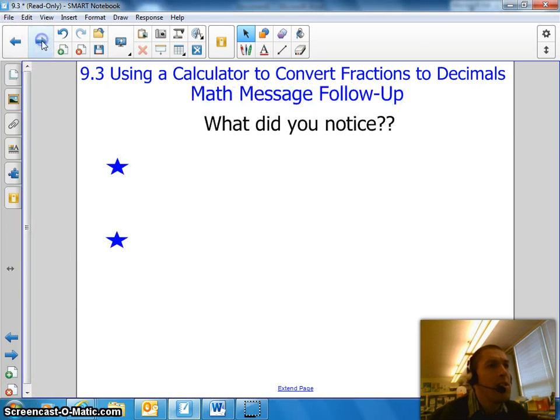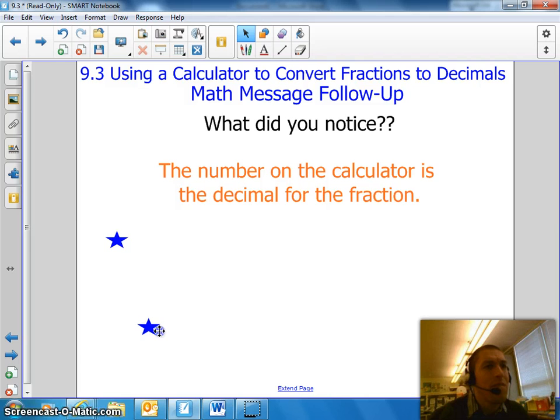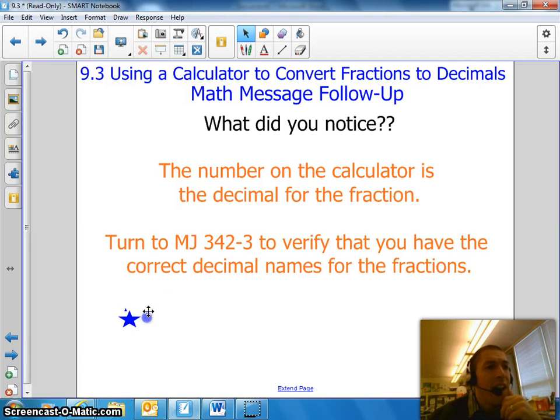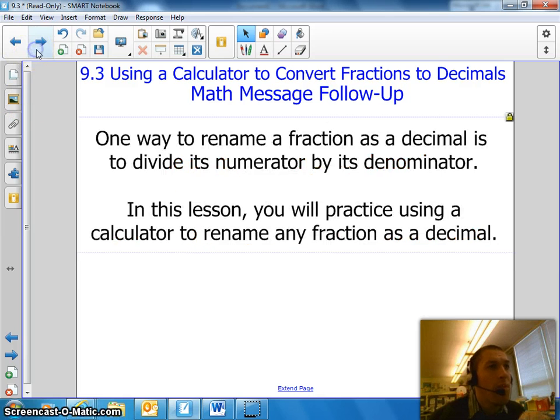So let's move on. What did you notice? Hopefully you noticed the number on the calculator is the decimal for the fraction. We're going to do our math journal in class today to verify that you have the correct decimal names for the fractions, and we're going to do that in class when you come in tomorrow. One way to rename a fraction as a decimal is to divide the numerator by the denominator.